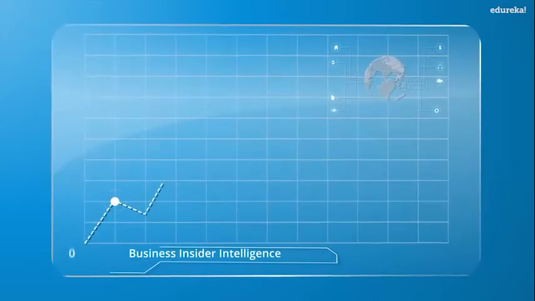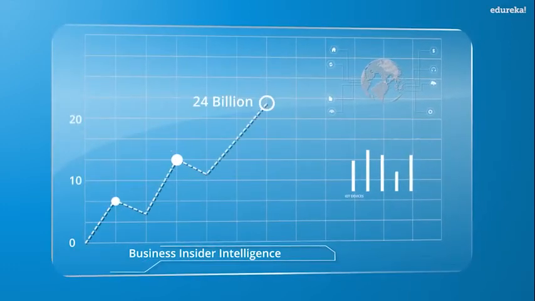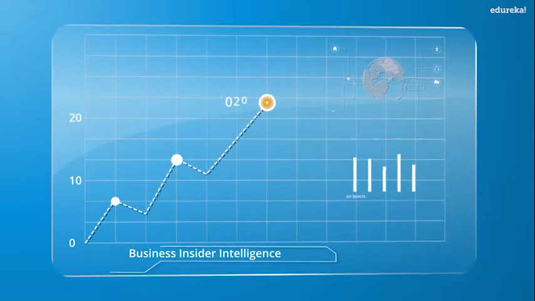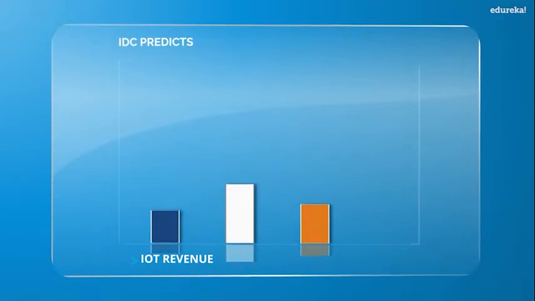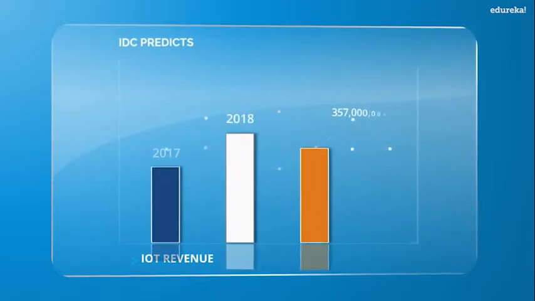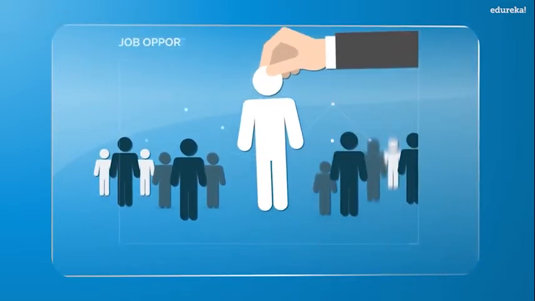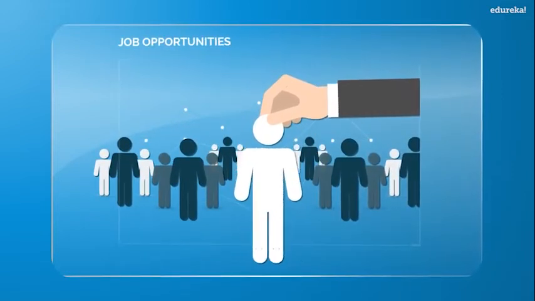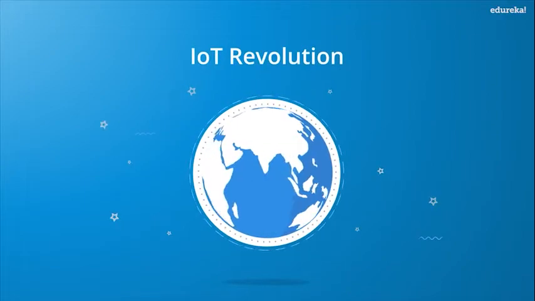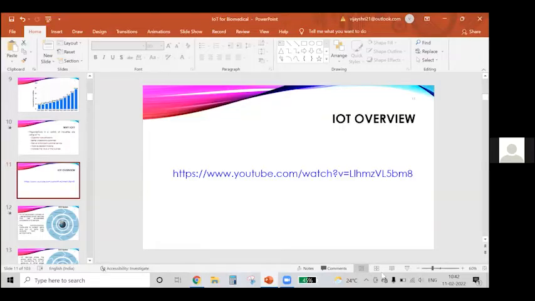Business Insider Intelligence estimates that 24 billion IoT devices will be installed by 2020, and IDC predicts that IoT revenue will reach around 357 billion in 2019, resulting in a lot of job opportunities in the IT industry. Want to become a part of the IoT revolution? Get involved with IoT and the domains where IoT can create the magic.